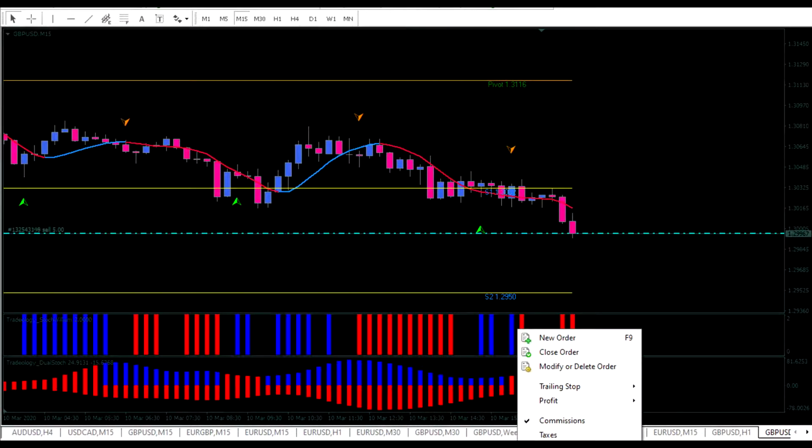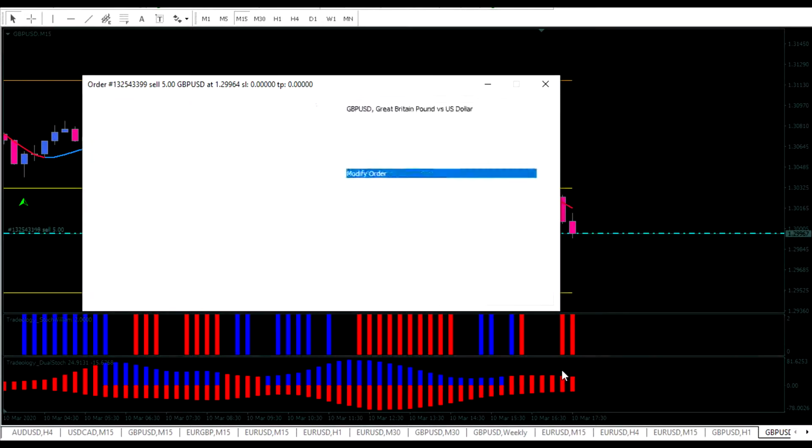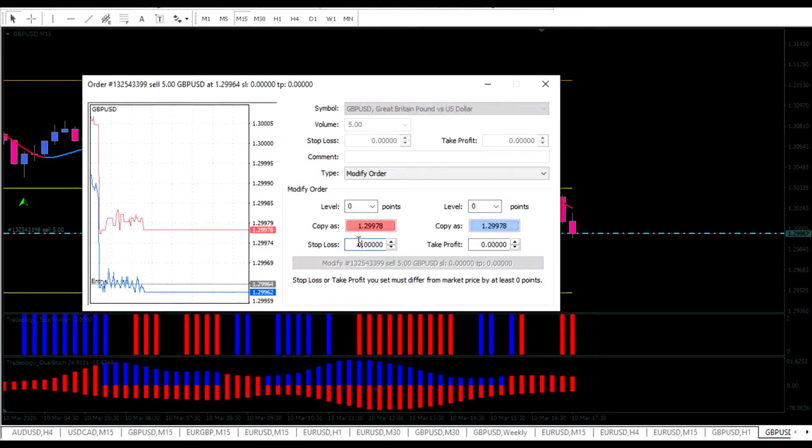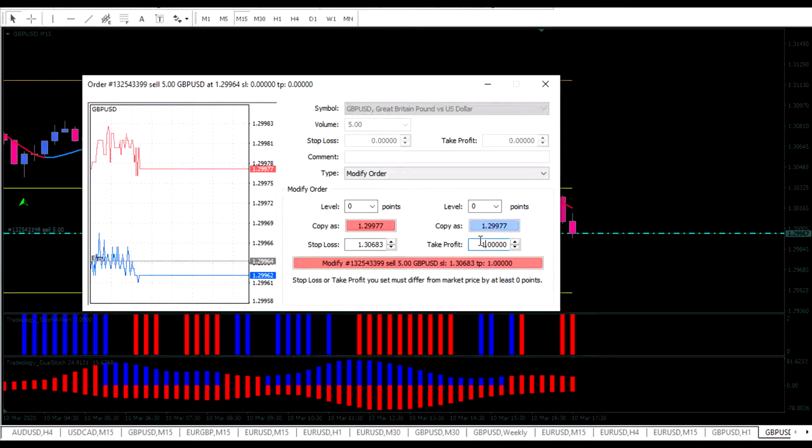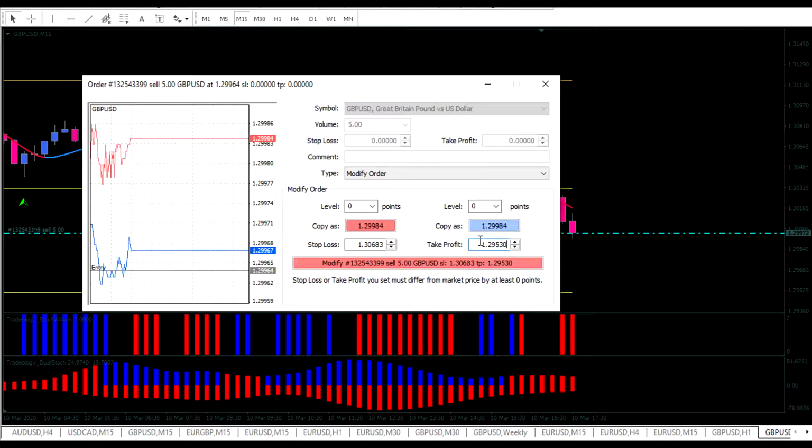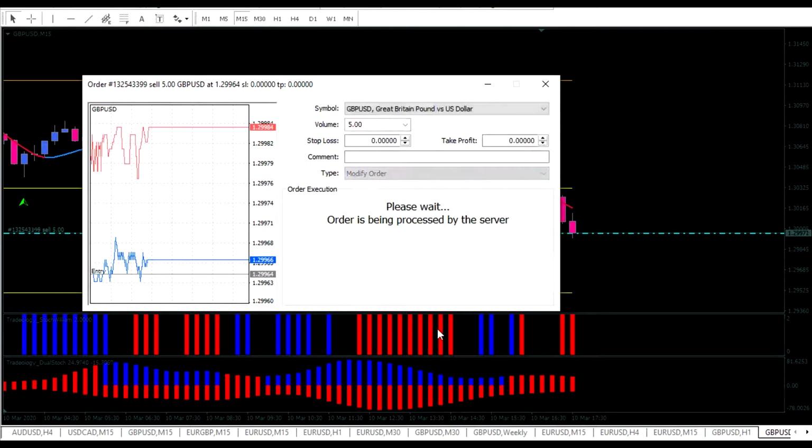Okay, so let me modify this trade. I want to show you how to do it manually. We'll enter our stop loss area here, which I measured out already, and take profit. And there we go. That should appear now on our charts.